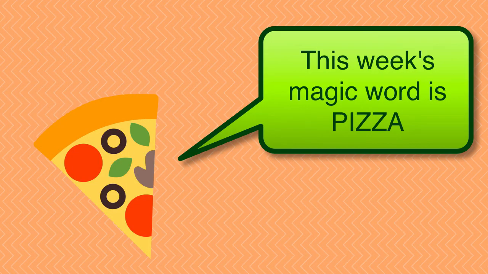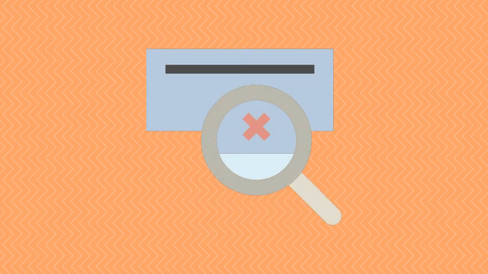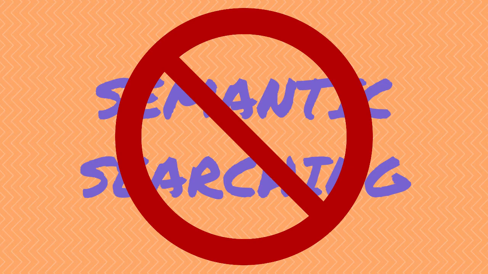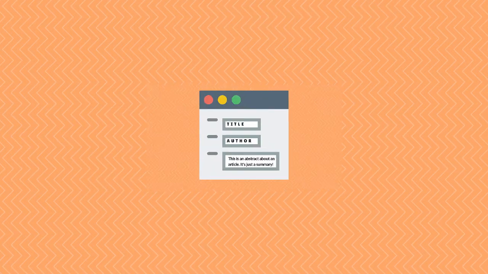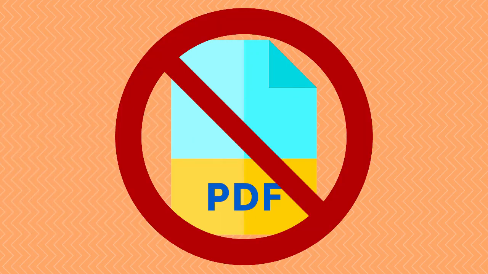The second reason the way you search Google won't work for databases is that Google typically makes every word on a website searchable. This is called full text indexing. Databases tend to work differently because they usually don't use semantic searching or their semantic features aren't very good. And most of the time, only the article records, which include the title, author, and abstract, but not the full text of the article, are indexed and therefore searchable.